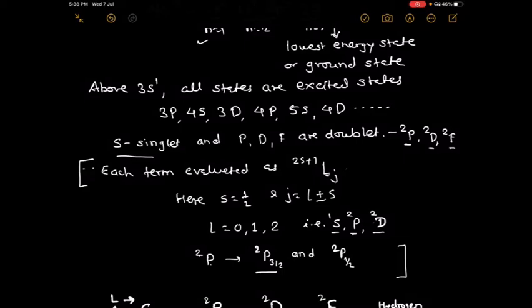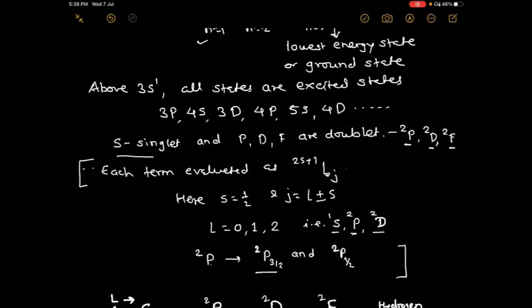For L equal to 1, it is the P state. P state is doublet. How do we get the doublet? We just explain that here. Doublet P term means L is 1. Hence, the multiplicity is 2, and we write doublet. L is 1 means P state.